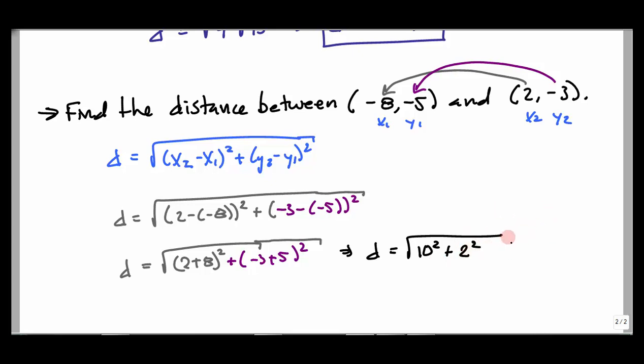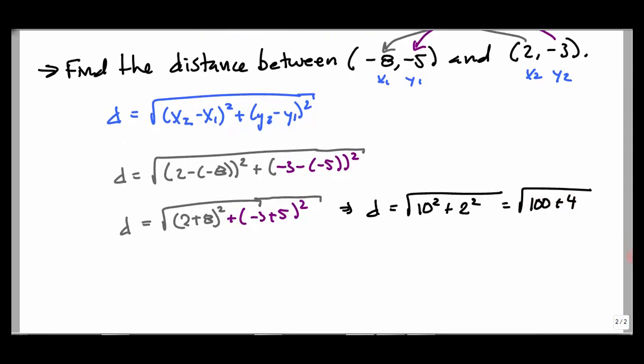And again, I can't take the square root of these individually. I need to add them together first. So I have 10 squared is 100, 2 squared is 4. So I get distance is the square root of 104.